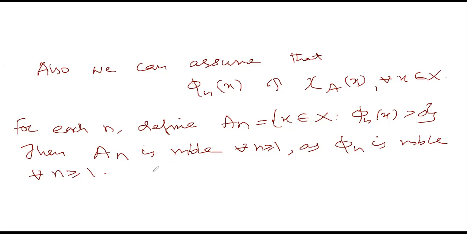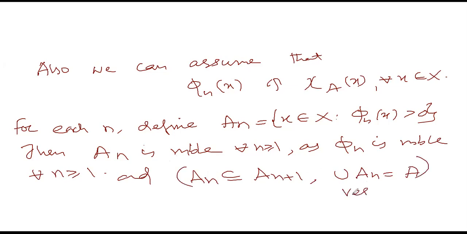And this A n is increasing, so you can say A n is a subset of A n plus 1, and the union of A n is equal to A. You verify this yourself. This is very simple. A n is increasing, and the union of A n is equal to A. This one is simple, because whenever phi n is greater than 0, then phi n plus 1 is also greater than 0, as phi n is increasing. So that's trivial.